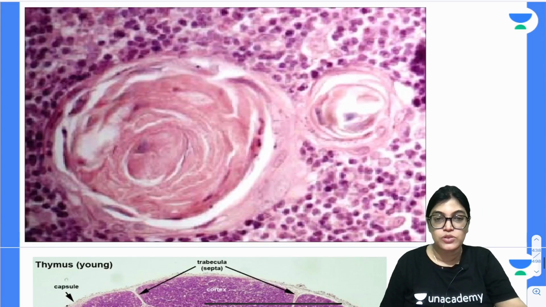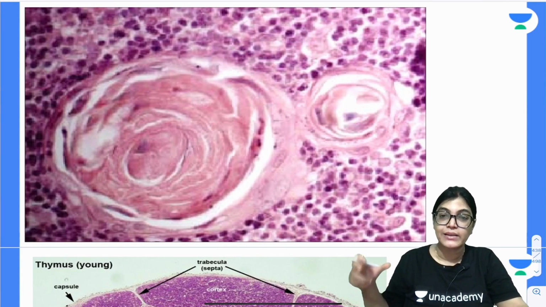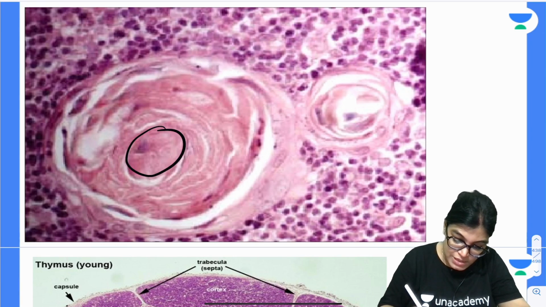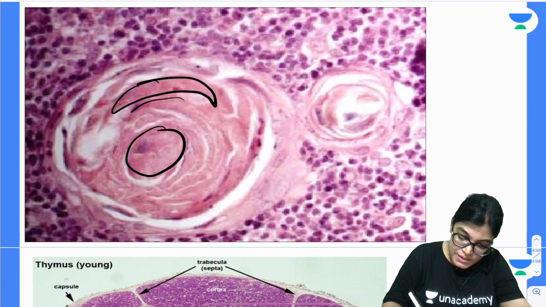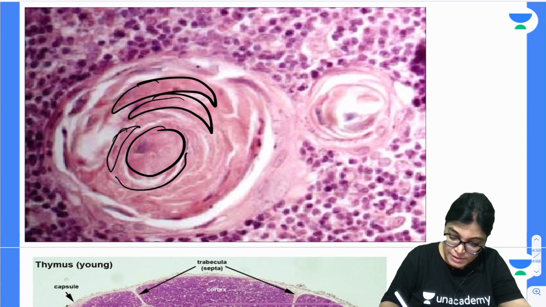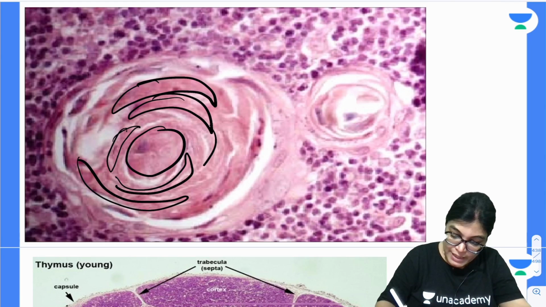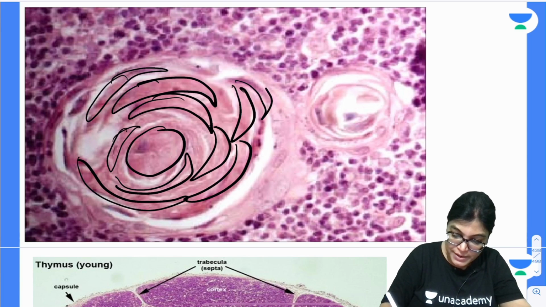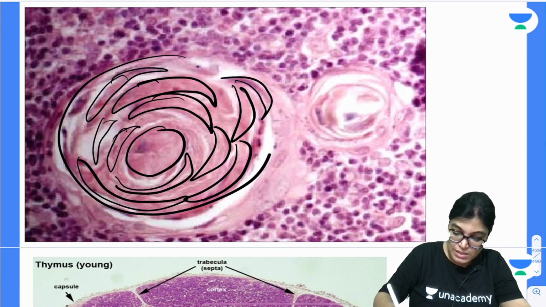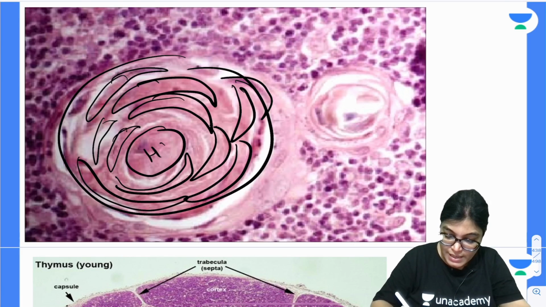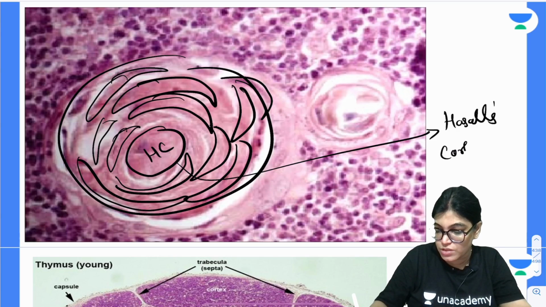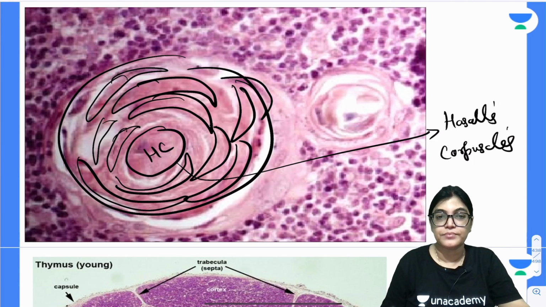I would like to show you an enlarged view where epithelio-reticular cells and laminated bodies are concentrically arranged in a wall, and this circular highlighted structure is the Hassall's corpuscle. It will appear pinkish in color, and in elderly cases some calcification is also seen inside. So this is HC for Hassall's corpuscles, the identifying feature for the thymus gland.